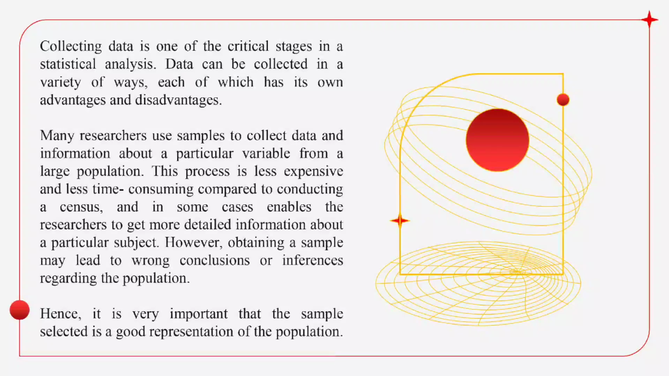However, it is important to note that obtaining a sample may lead to wrong conclusions regarding the population. Hence, it is crucial that the sample selected is a good representation of the population. This means that the sample should accurately reflect the characteristics of the population, and that the selection process should be random and unbiased. If the sample is not representative, the results may be inaccurate, and any conclusions drawn from the analysis may not be applicable to the population as a whole.